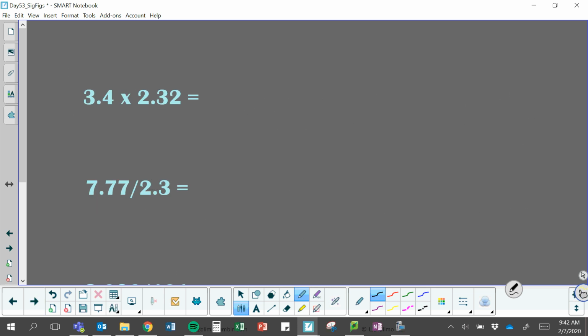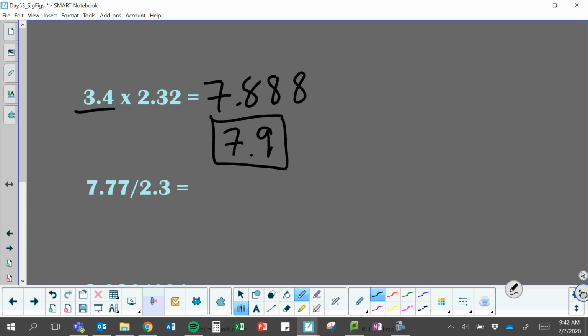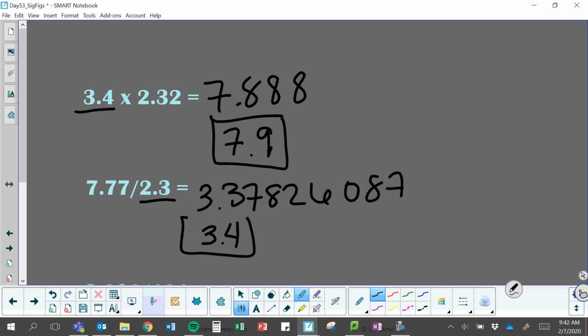Okay, so you can practice these here. You put this in your calculator, or you can do that by hand if you want. You get this number, but we're only going to have 2 significant figures, and we have to round that, so it'll be 7.9. Our next one, we get 3.37826087. This is a great example why we have to use significant figures. We are not going to use this whole entire number. We're only going to use 2 significant figures because that's our smallest one, and it would be 3.4.